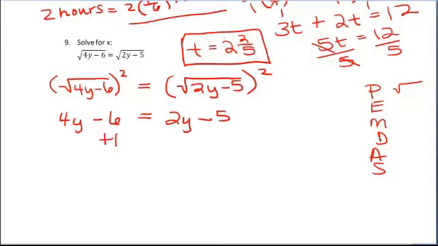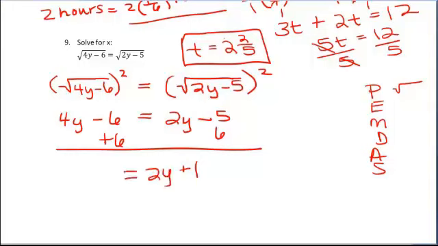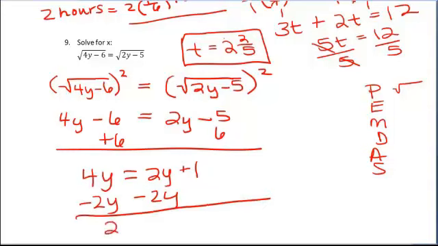And then I add 6 to both sides. And then I get 1. And then this is positive 1. 2y equals 4y. And then I subtract 2y off both sides. And I come up with 2y equals 1.